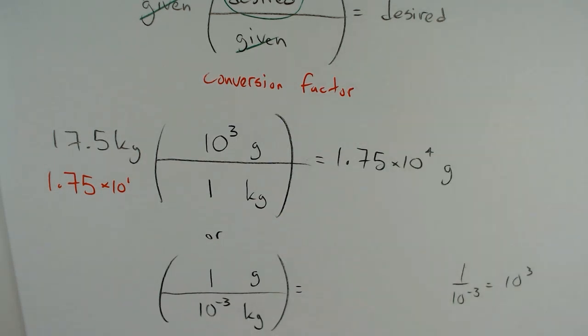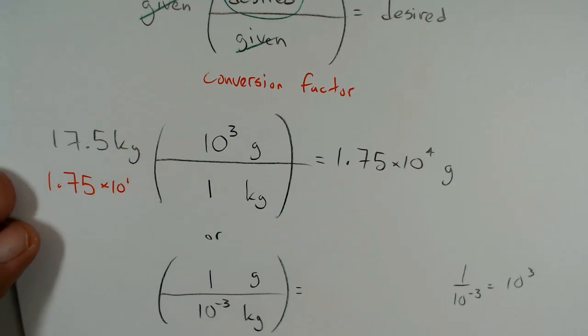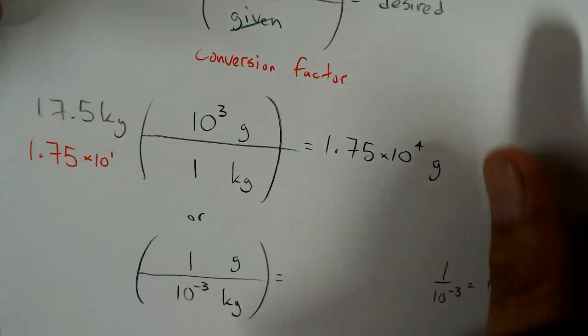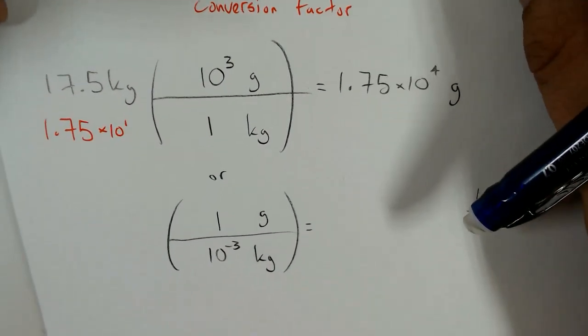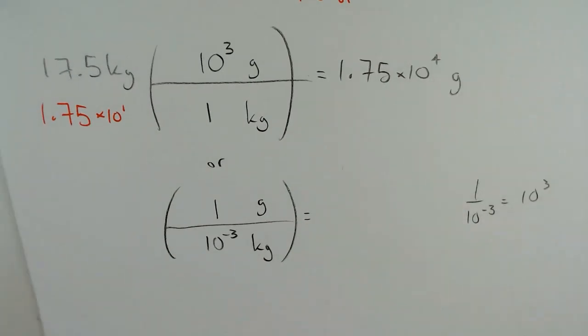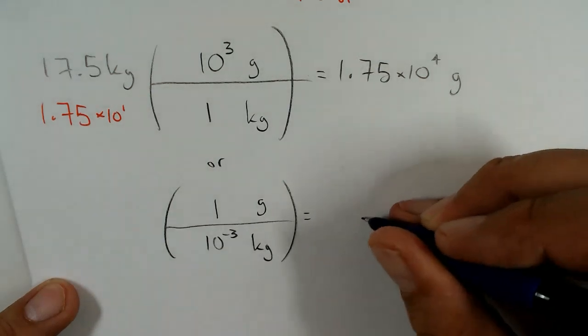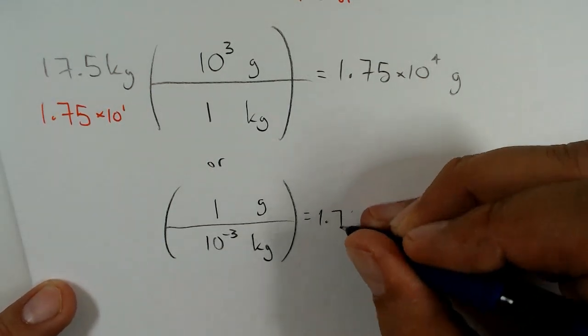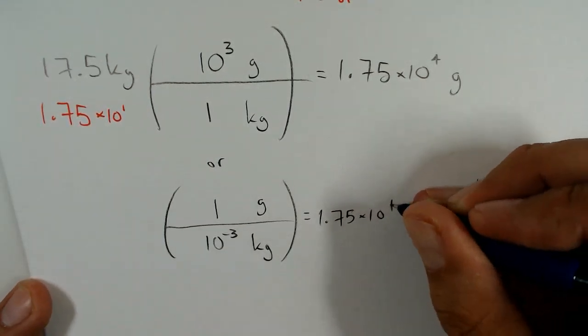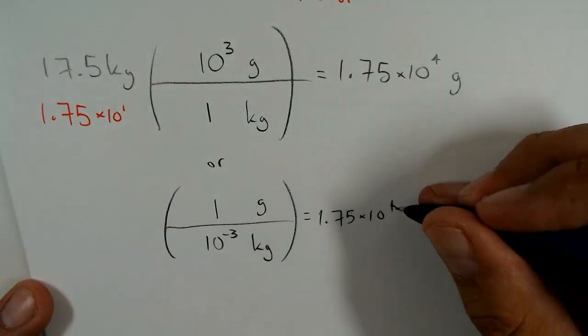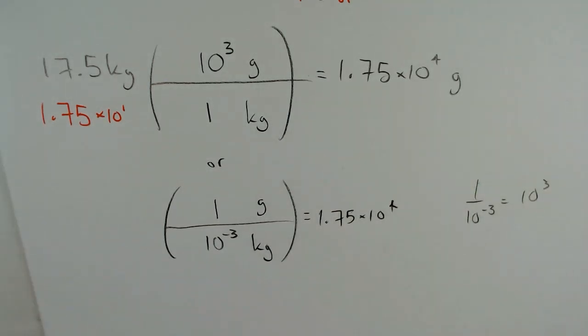Don't forget your units, because numbers are meaningless without a unit. So it's grams. And I'm actually really particular about that. Make sure you include your units. And this will work out to be the same over here. So 1.75 times 10 to the 4. And if you're not convinced, you could go ahead and punch this into your calculator, and it should give you the same answer.